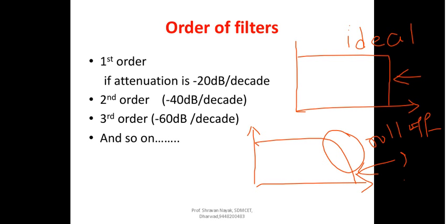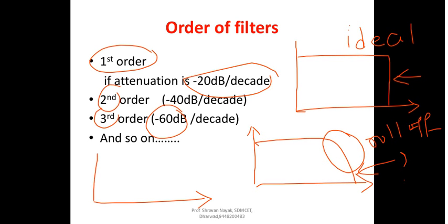If this attenuation or this roll off is at minus 20 dB per decade, then it is called the first order. Minus 40 dB per decade, as I already told you earlier, then it is the second order. If it is minus 60 dB per decade, it's the third order. Basically, as your order increases, the sharpness of this roll off is going to change. So that means the performance of the system becomes better and better if the order is increased, right?